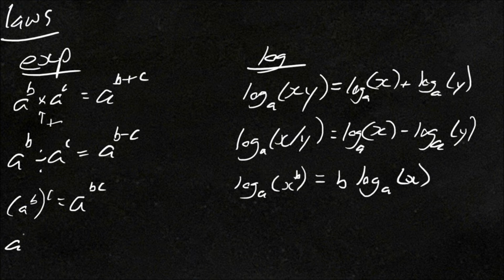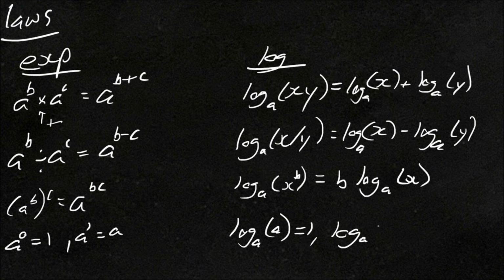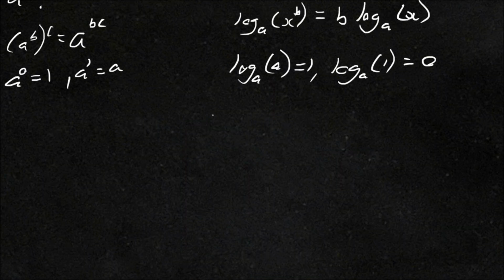Also, if we have a to the power of 0, or anything to the power of 0, this is 1. Or a to the power of 1 is just a, the original value. For a logarithm, log to the base a of a is just equal to 1. Also, log to the base a of 1 is equal to 0. So that's a few laws when you're using exponentials or logarithms.